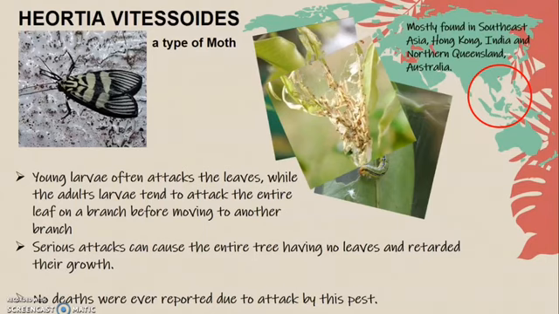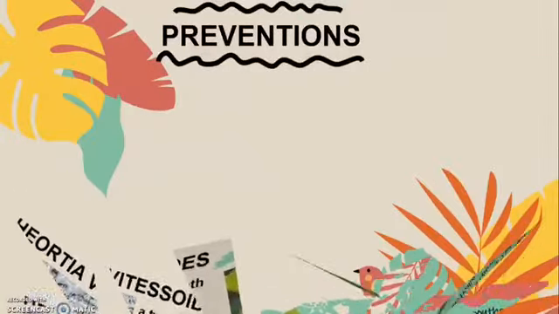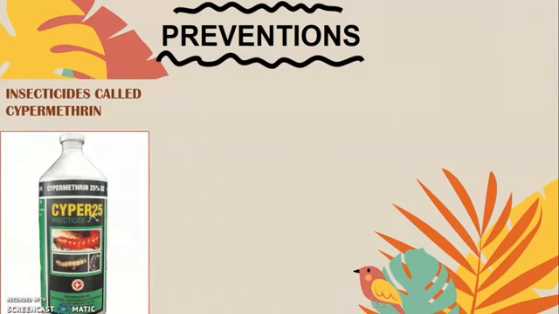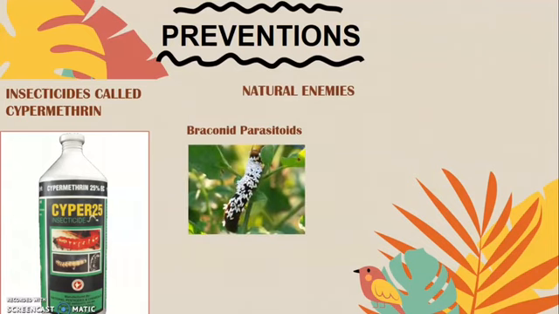So, to prevent Hortia vitisoides, we have several preventions, such as the insecticide called cypermethrin 5%, which is used to get rid of this pest. And then we have natural enemies, such as the braconid parasitoids, a type of parasite that feeds on this pest, and also Cycanus dichotomus.